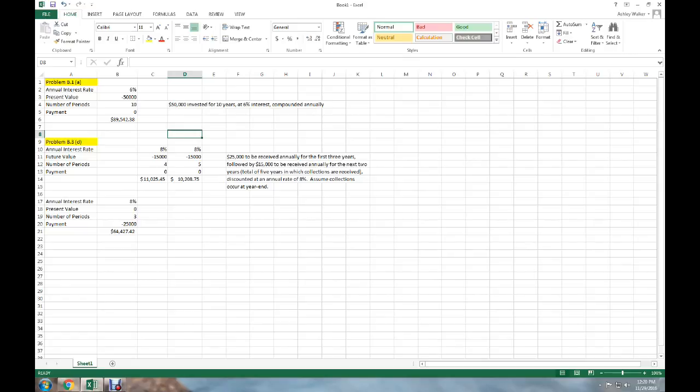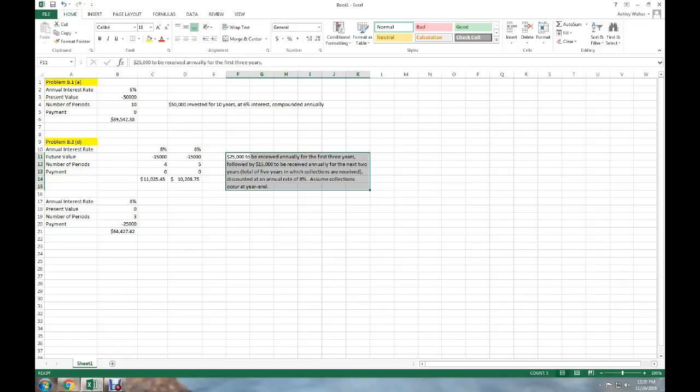So this is the problem right here. We have $25,000 to be received annually for the first 3 years, followed by $15,000 to be received annually for the next 2 years. So there's a total of 5 years in which collections are received, discounted at an annual rate of 8%. Assume collections occur at year end. First off, don't get overwhelmed by all the information that's in there. When I was taught to do this, I was taught to take this in 3 different steps, and I've laid it out that way, so hopefully you can see it.